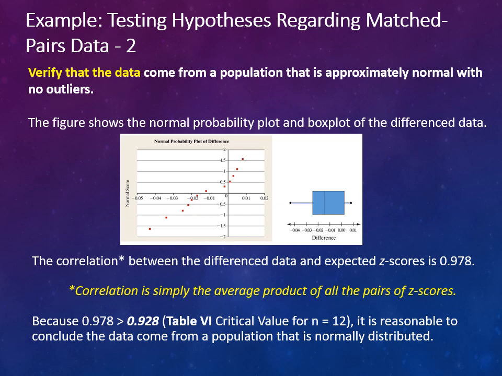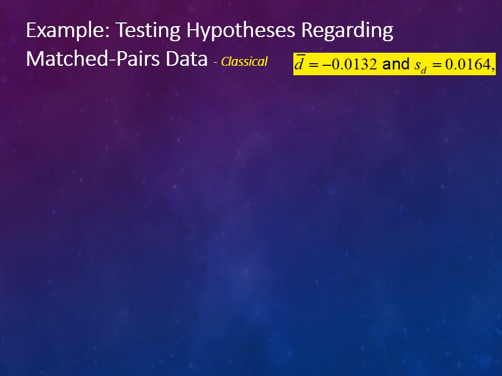If we look into table 6, which is the critical values for a normal probability test, remember, this is where we use the sample size, and this is n equals 12. In table 6, you'll find that the critical value is 0.928. And because 0.978, our correlation, is greater than our critical value, it's reasonable to conclude the data comes from a population that is normally distributed. Okay. So we can move forward.